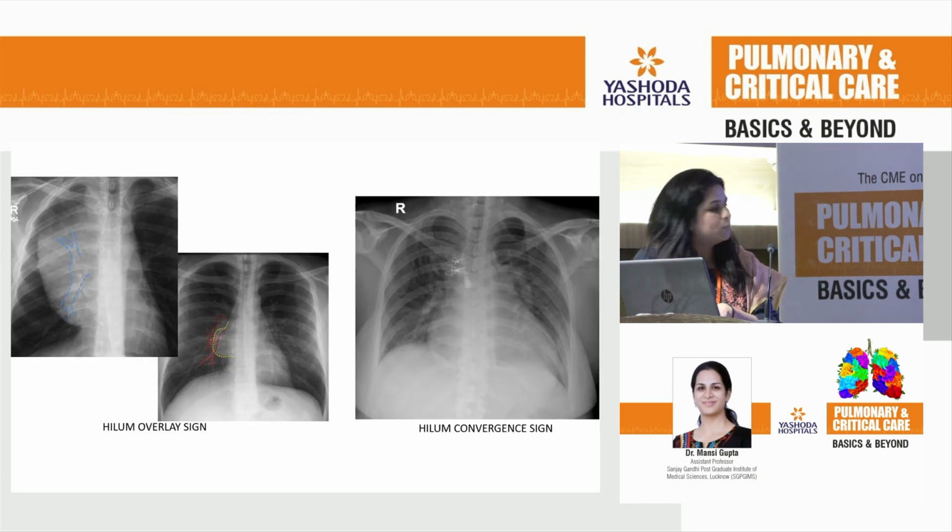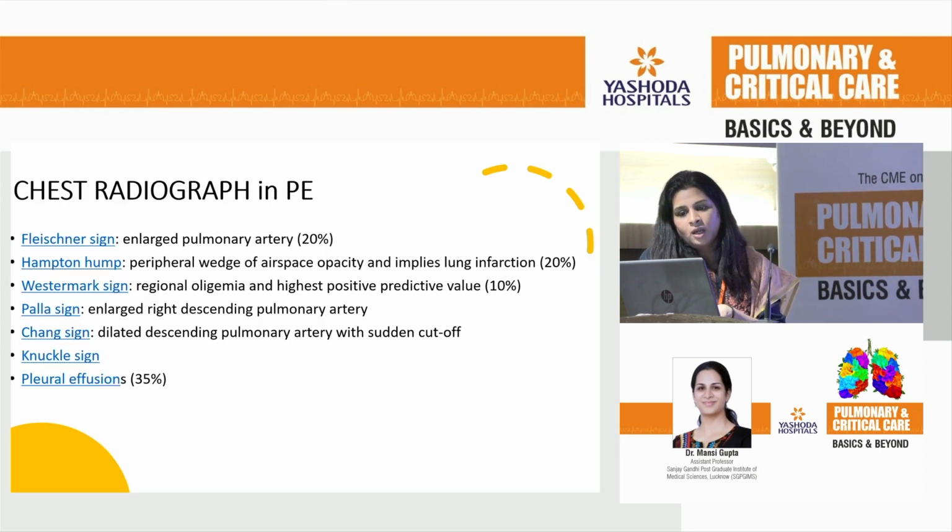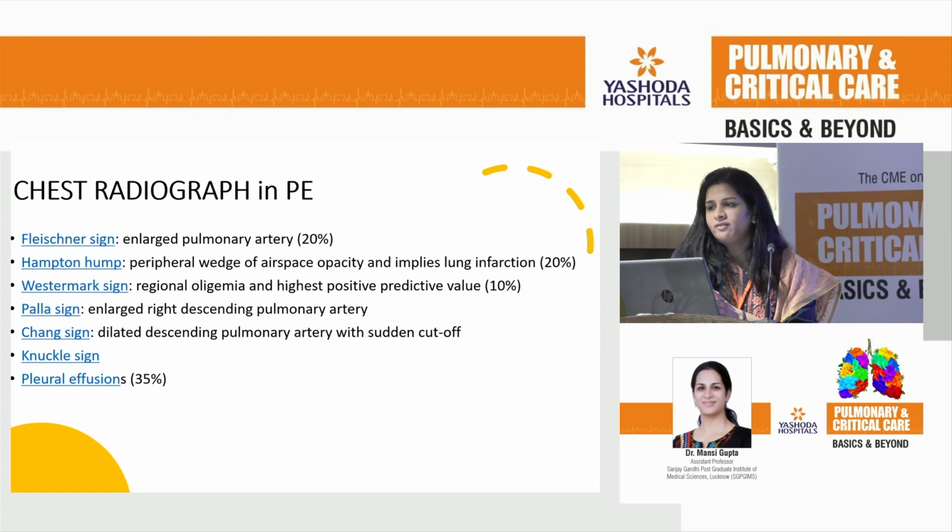This is about hilum overlay. As you can see, the vessels go through both the things. So this is not in the middle mediastinum, and the convergence. Since we are talking about the vascular enlargements in the hilum, important signs about pulmonary embolism. Again, a thing which is commonly missed by the residents in the ICU. One of the commonest causes which can lead to in-hospital mortality.